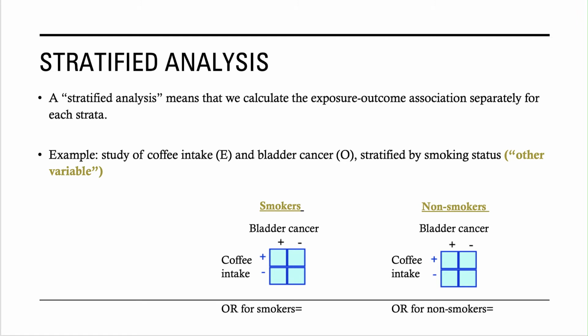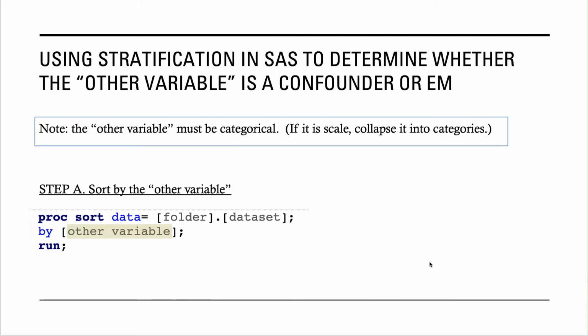For example, if there were a study of coffee intake and bladder cancer stratified by smoking status, which would be the other variable, we would calculate that association between coffee intake, the exposure, and bladder cancer, the outcome, separately for smokers versus non-smokers. In SAS, the stratification process looks like this. So the first step in stratification is to sort by the other variable, and that is the proc sort command.